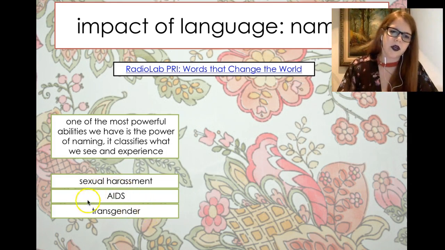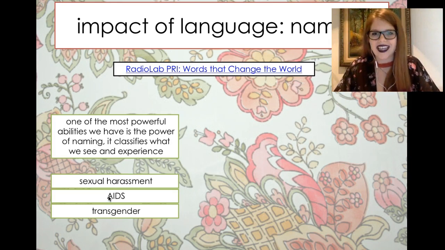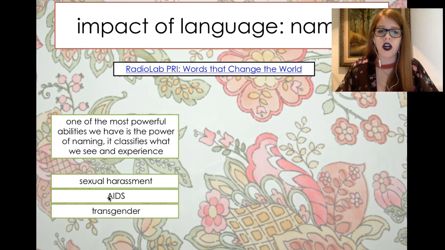This next one you might know, it's the word AIDS, autoimmune deficiency syndrome. But before it was called AIDS, it was called something else. It was called GRID, G-R-I-D, gay-related immunodeficiency. Before it was called that, it was called 4-H disease. The 4 H's stood for homosexuals, Haitians, heroin users, and hemophiliacs.